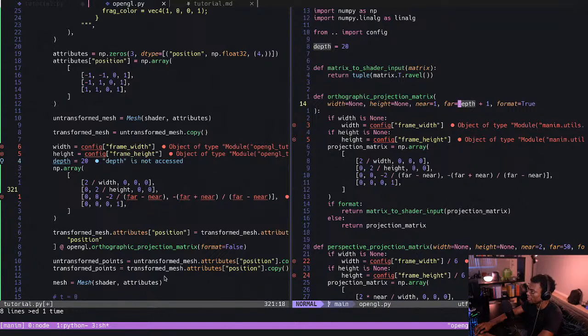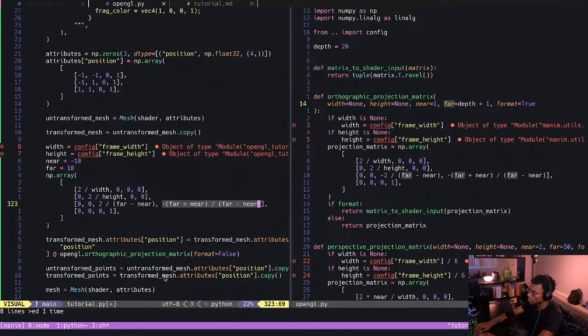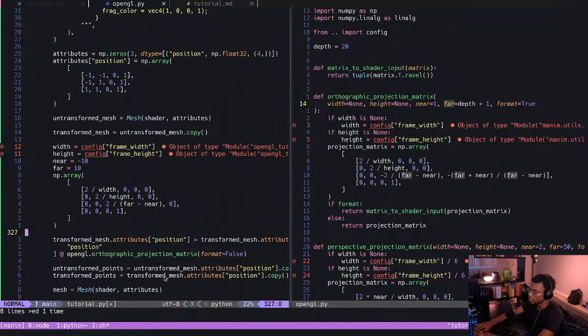And this is a concept of a near and far plane too. Or I guess the near plane would technically be negative, whatever the depth is, so like negative 10. Okay, and now they can just have 0, 0, 0 here and 1. Far minus near. Okay, so that's gonna give 20. Okay, so maybe this will work.